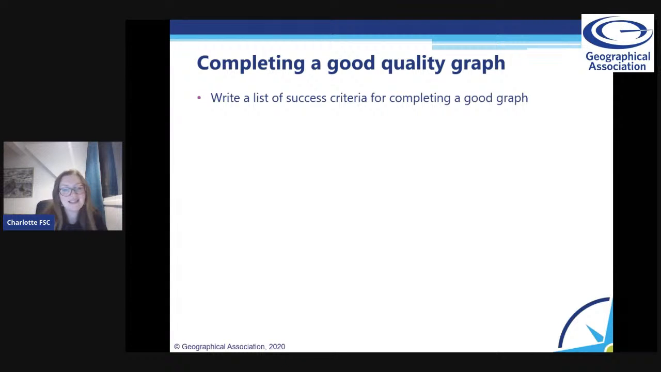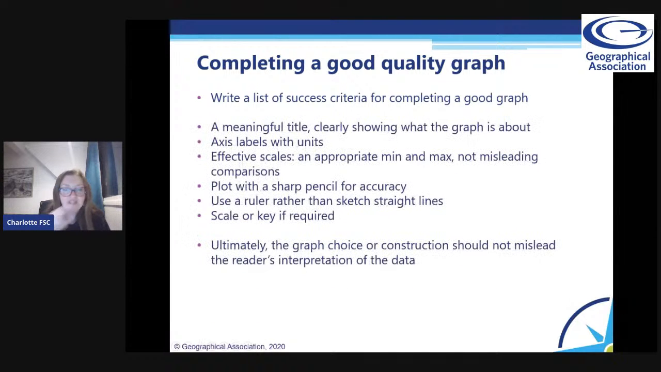So I'd say there's some classic ideas of what you'd include here, and you can make use of this list when you're practicing exam questions or drawing your own graphs from data in class to help you make sure you're creating good quality graphs. So we have, it needs to have a meaningful title that clearly shows what the graph is about. You should label your axes, show what they show, and also the units.